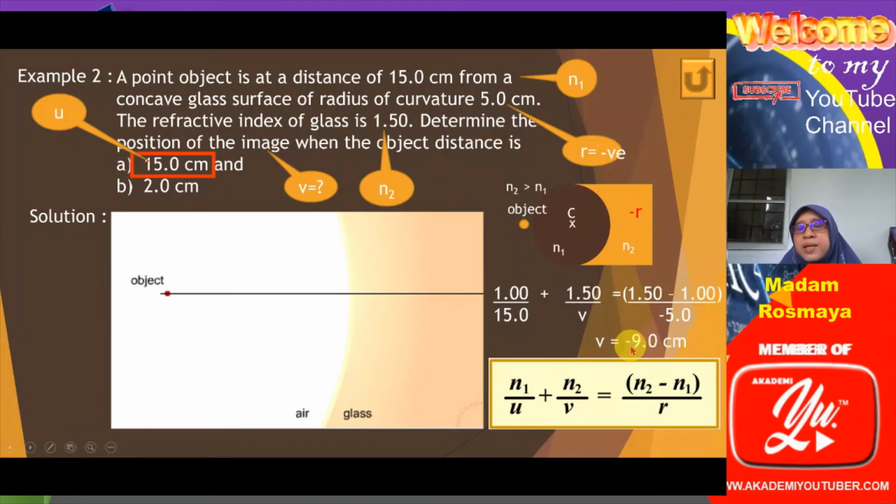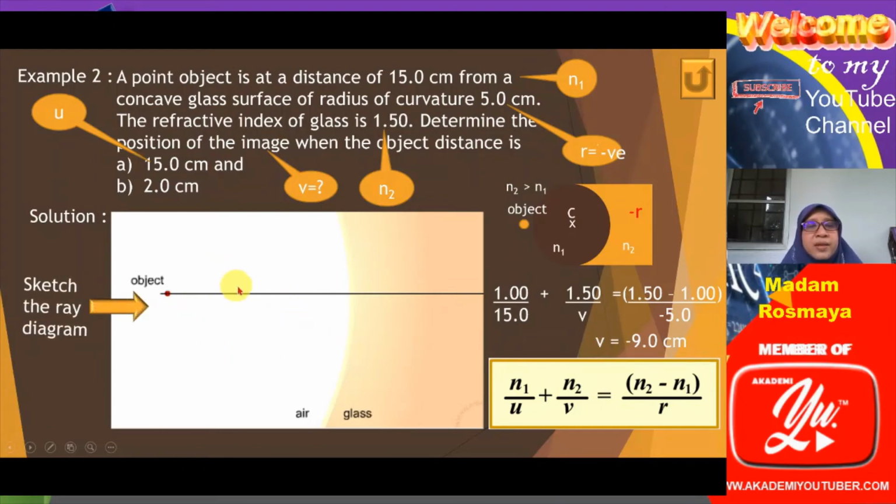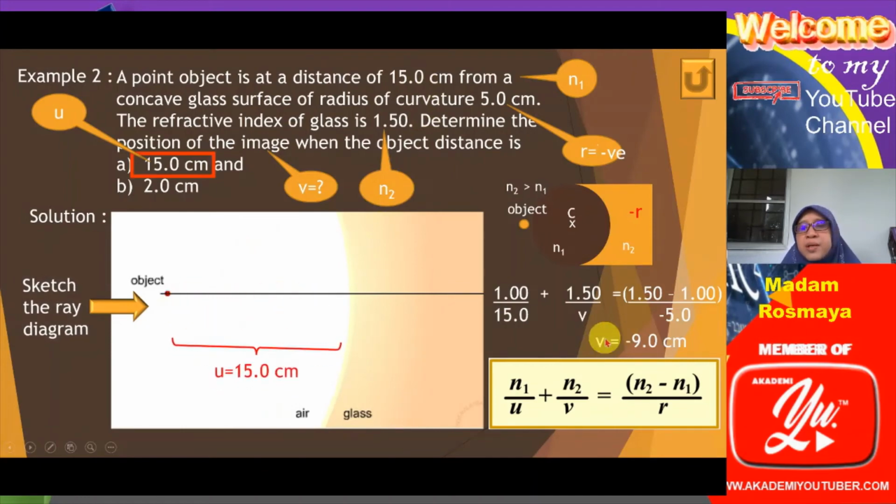So what is meant by negative? Negative means that the image is in the same position as the object. Okay, on the same area as the object. So to sketch the ray diagram, this is 9 cm. The object is at 15 cm. So this is 15 cm, and 9 is somewhere in here, in front of the object.